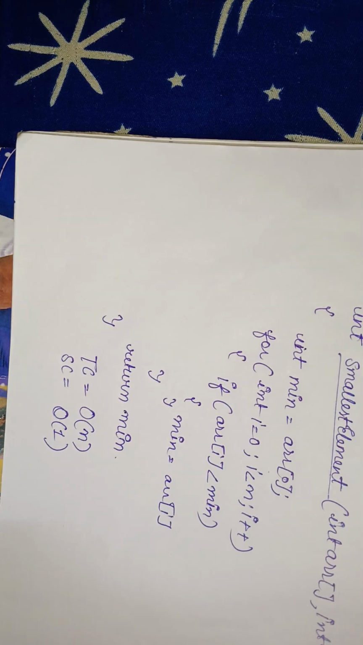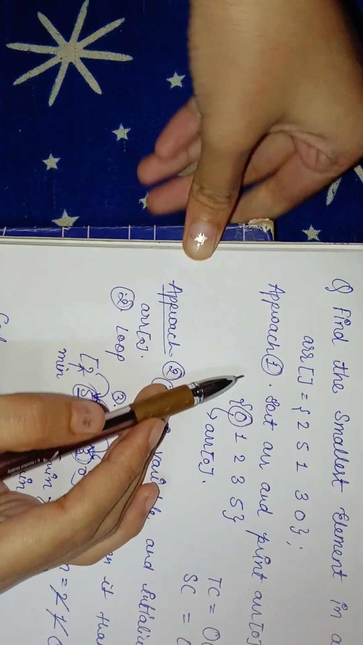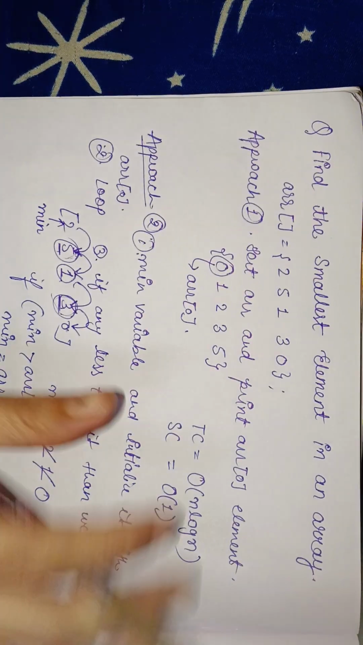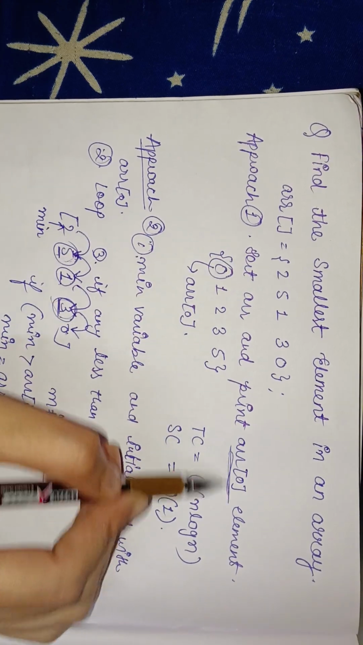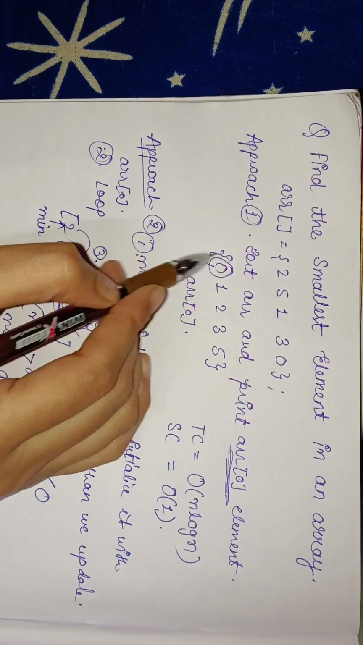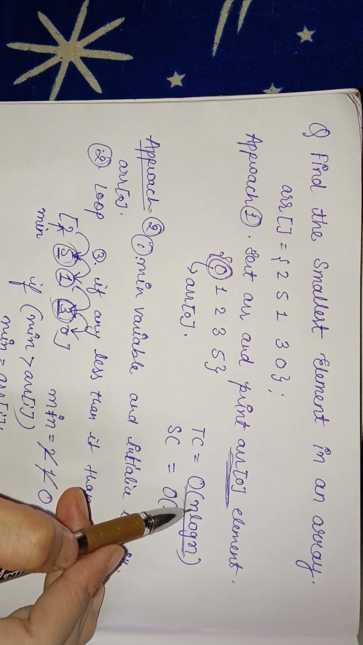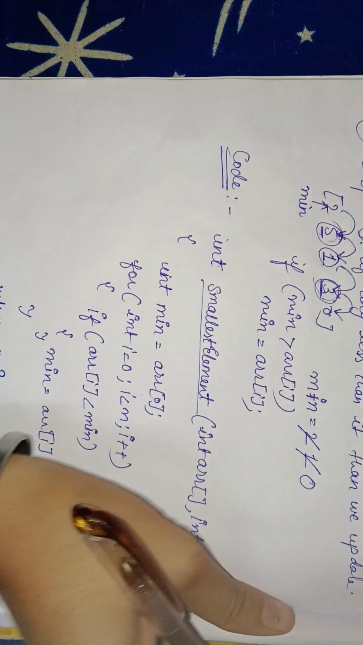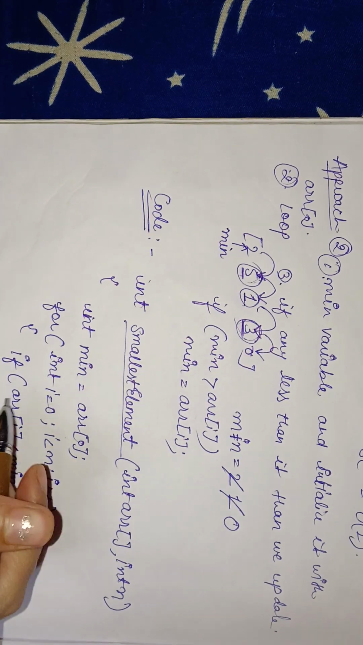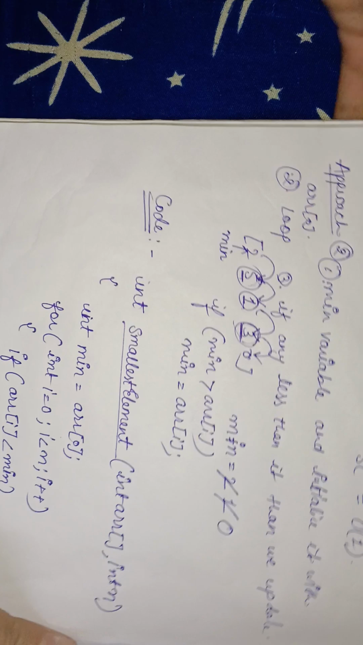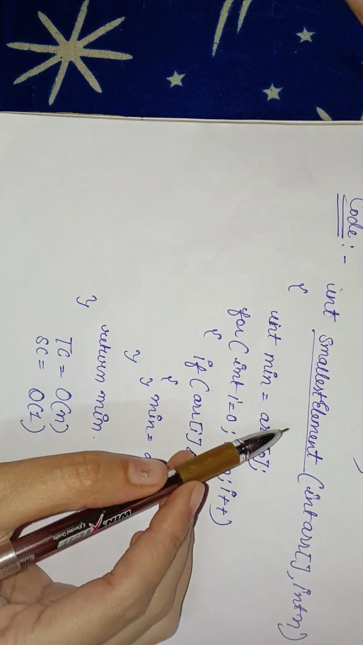So that's all about it. This is a very easy problem. First we sort the array and then print the zeroth element, like this one. But the time complexity for this approach is bigger as compared to this time complexity. So that's all, guys. And I am going to explain this code again.